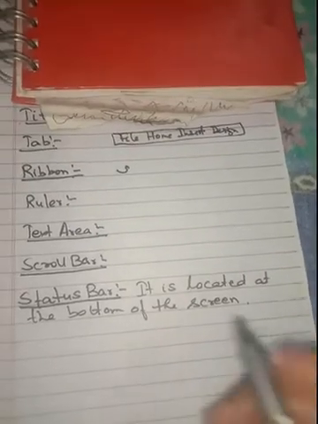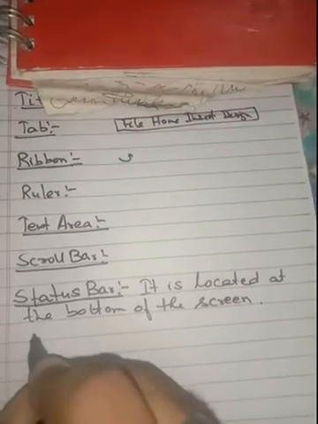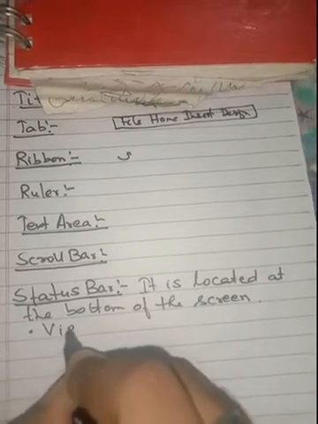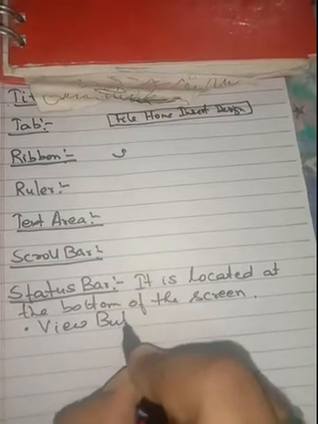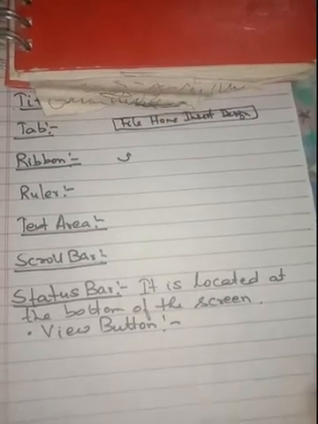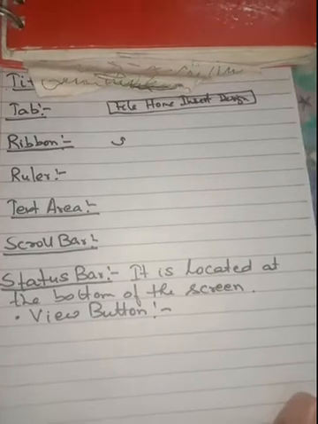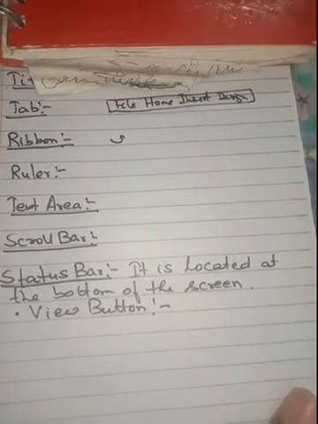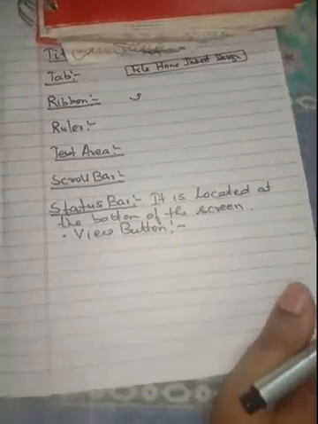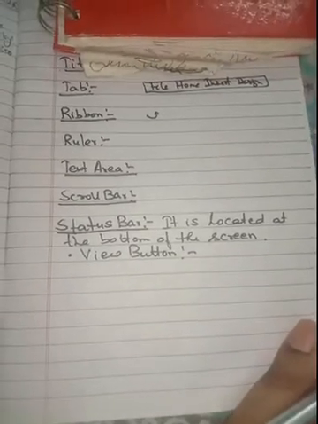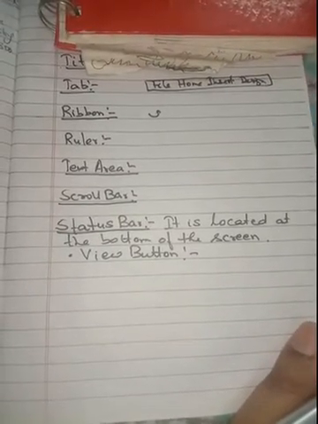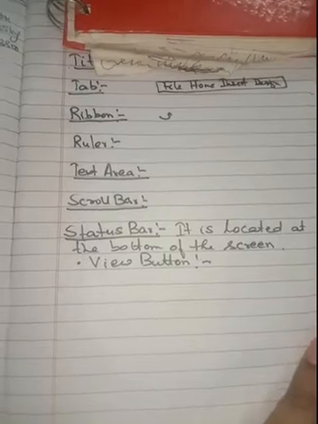The status bar also contains the view buttons. What do the view buttons do? The view buttons are located on the right side of the status bar. They show the document in different views like read mode, print layout, web layout views, etc.